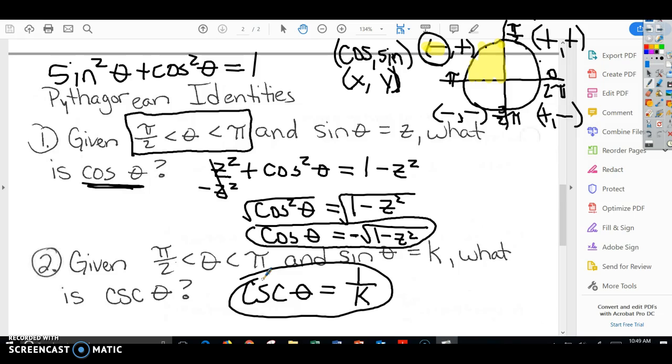Again, these are using the same identities. They just look a little different because they're using variables instead of numbers. But again, sometimes on state tests, that's what they do.